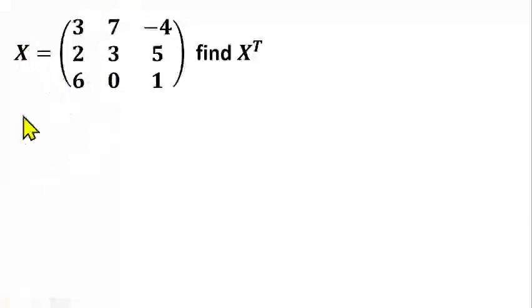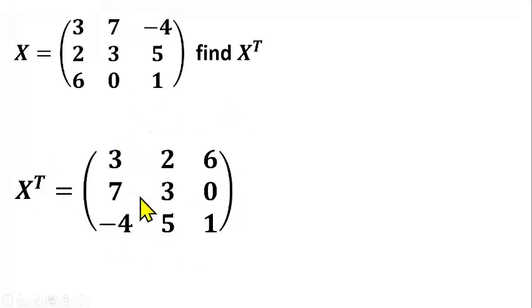Okay, we are given this matrix X. You have to find X transpose. So I can change this row to column, this row to column, this row to column, or I can change this column to row, this column to row, then this column to row as well. Whichever I want to do, you get the same answer. So let's change this column to row. We have 3, 2 and 6. This column to row we have 7, 3 and 0. This column to row we have minus 4, 5 and 1. So that will give us what you have on the screen right now. So we have been able to transpose that matrix.